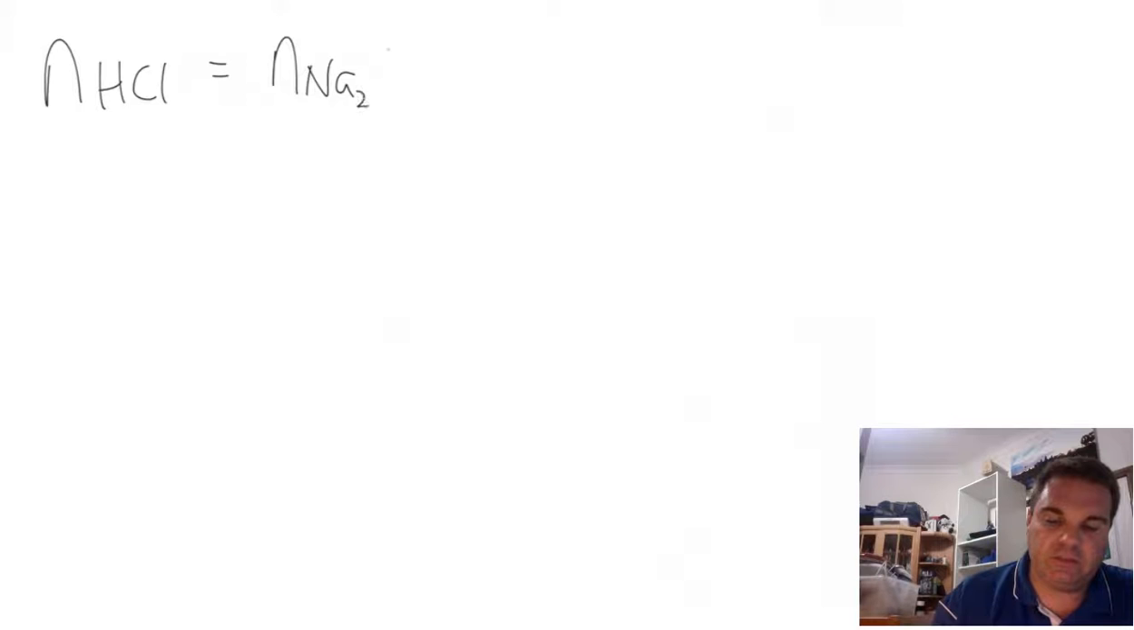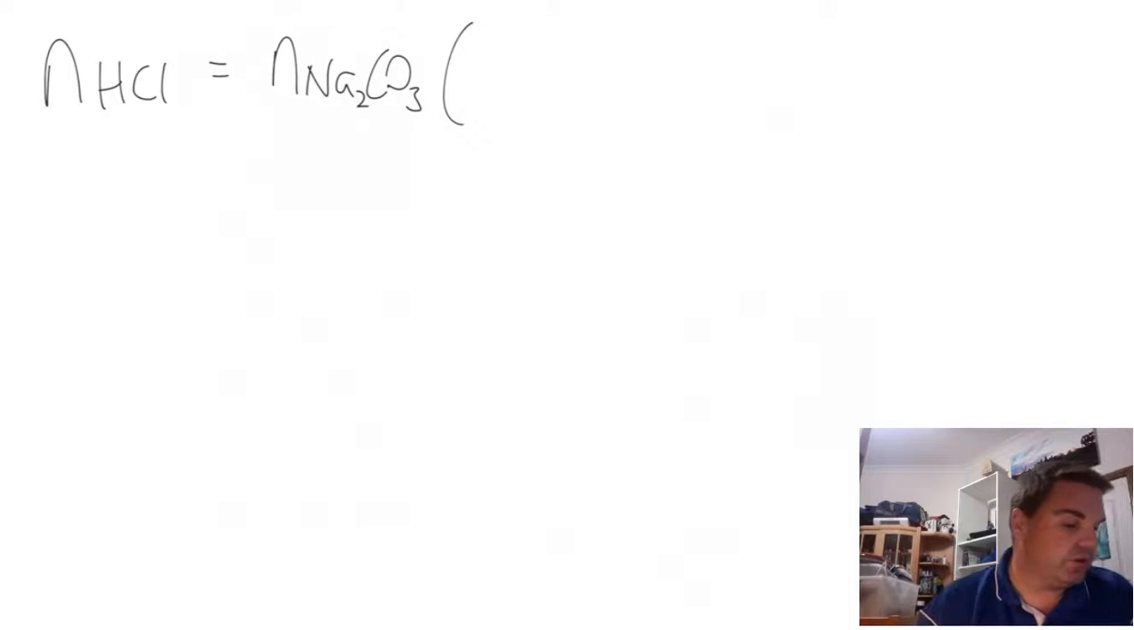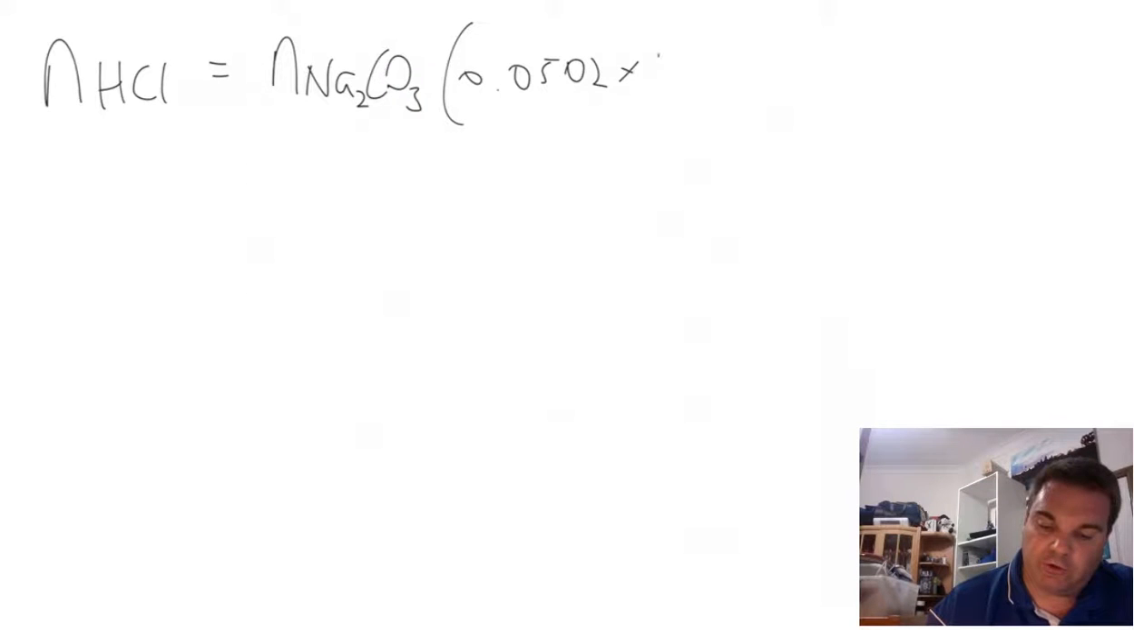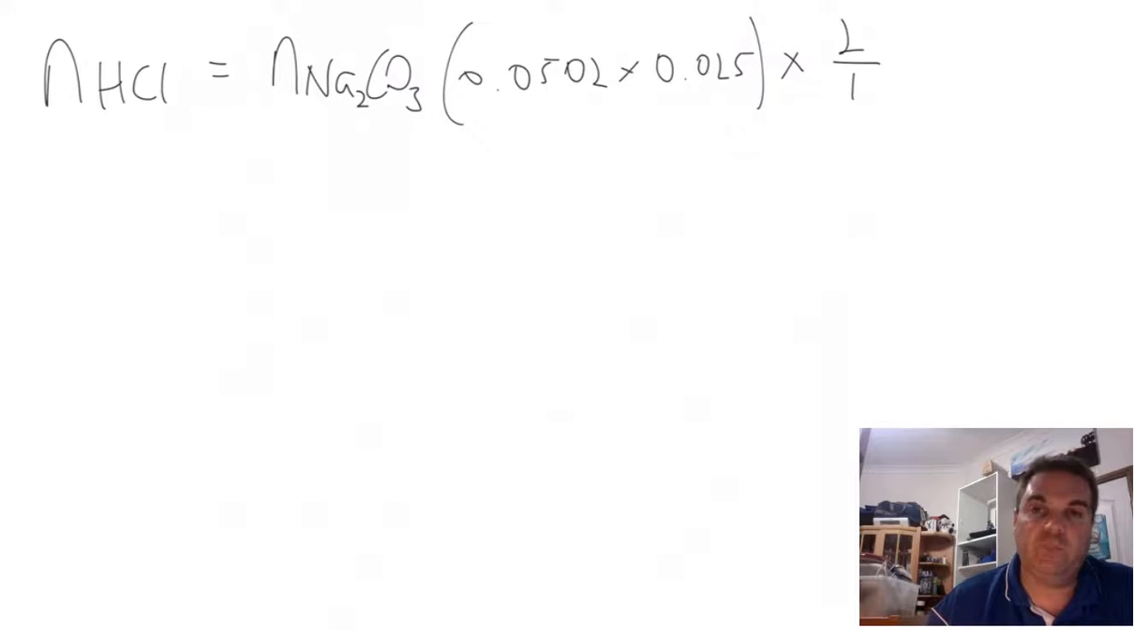If we go to the next slide, we're trying to calculate the number of moles of our unknown, which is hydrochloric acid. So it's the number of moles of our sodium carbonate, which was 0.0502 times 0.025, and we're multiplying that by the mole ratio, which was 2 over 1. That's going to give us our number of moles of hydrochloric acid.